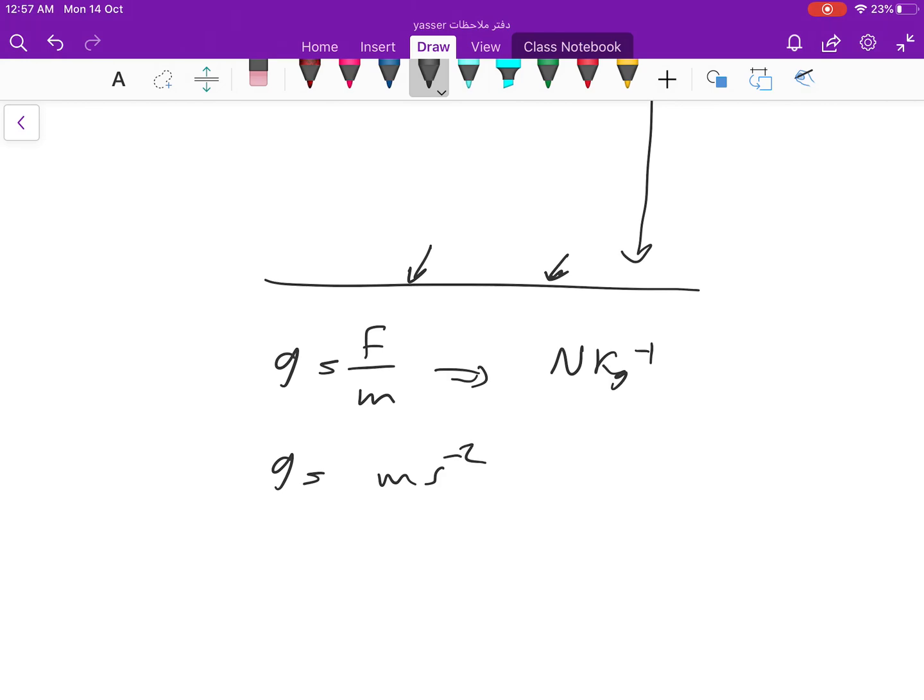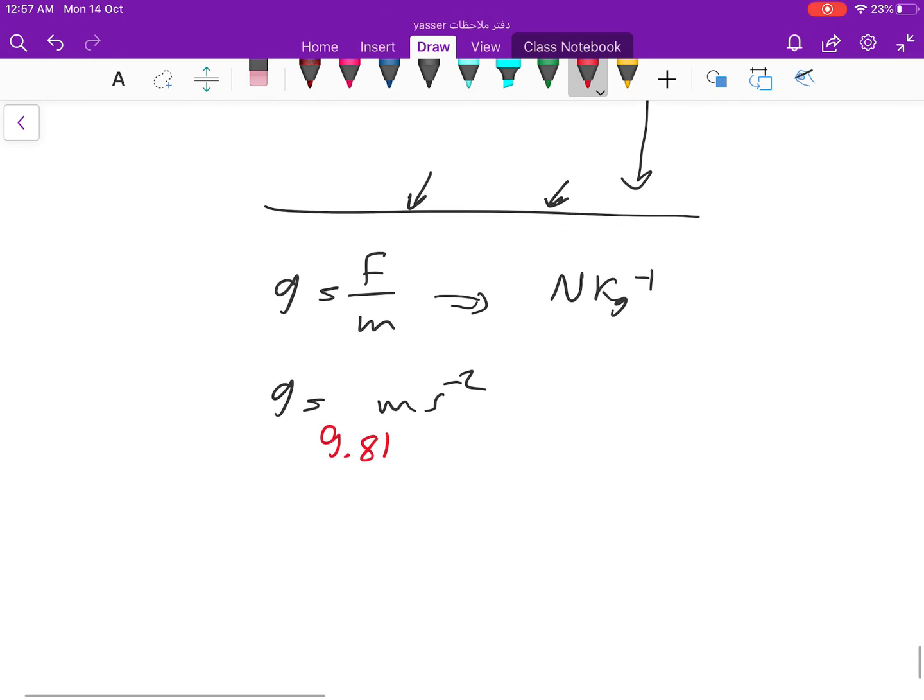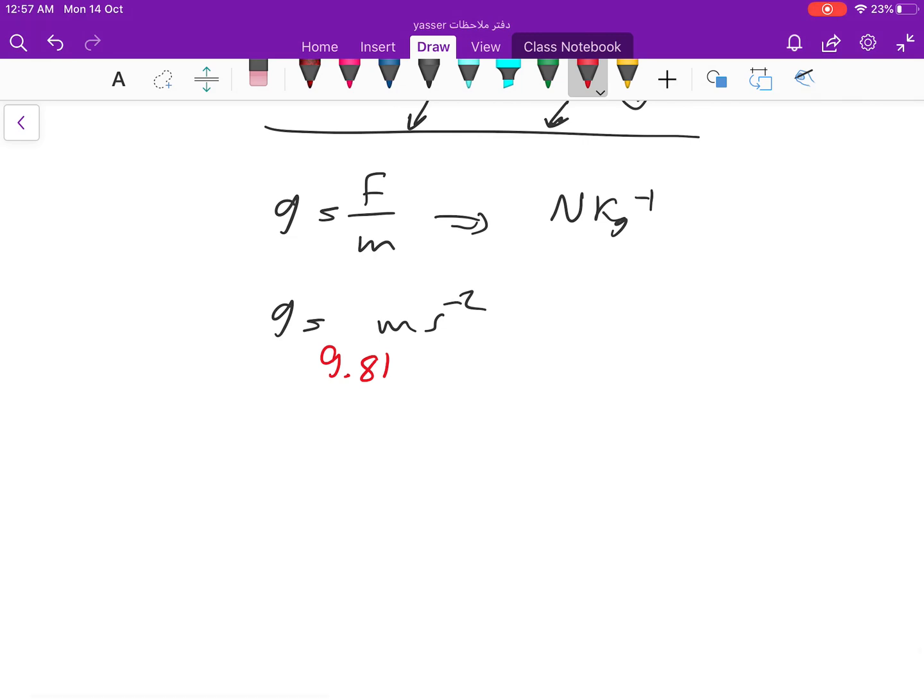But what is the value of g? g is 9.81. If the problem's values are given to three significant figures, you can use 9.81. If the values in the problem are given to two significant figures, you can write 9.8. So if you wrote 10, you will lose 1 mark. So in AS, you have to write 9.8 for the acceleration.